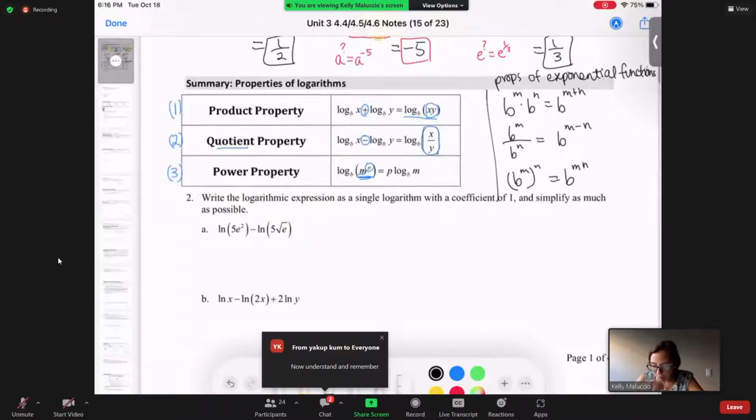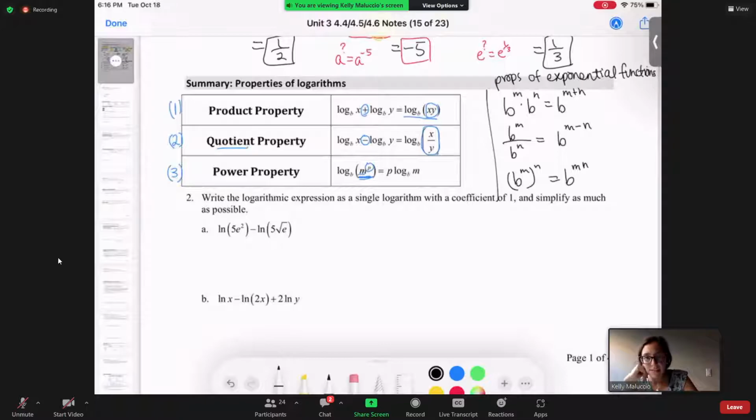Okay, excuse me. So number 2 is asking to write the logarithm expression as a single logarithm with a coefficient of 1 and simplify as much as possible. So what this means is they're going to give us something, like in this case, we have 2 ln's. We want our answer to just have 1. Or in part B, we have 3 ln's. We just want to combine it to make 1. So we use these properties to combine them, right? So I see this minus here. I know that I'm going to use the quotient property, right?